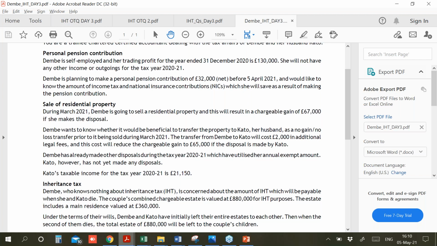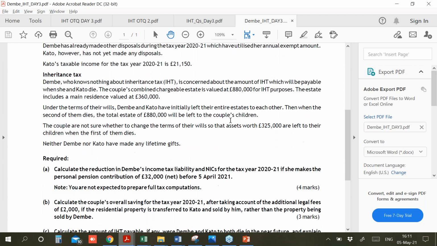Inheritance tax, there was no Finance Act change. Instead, the RNRB has been increased to 175,000. Okay, now let's go to the requirements. Calculate the reduction in T's income tax liability and NIC for the tax year 2021 if she makes the personal pension contribution of 32,000 net. Now the question has specified that it is a net contribution. Now you know that if we gross it up, with the help of gross amount, we'll be able to take certain advantages. The main one is that our bands, the basic rate band and the higher rate bands, will get extended by the amount. Now I will request you guys to gross it up and tell me the gross amount in the question section, please.